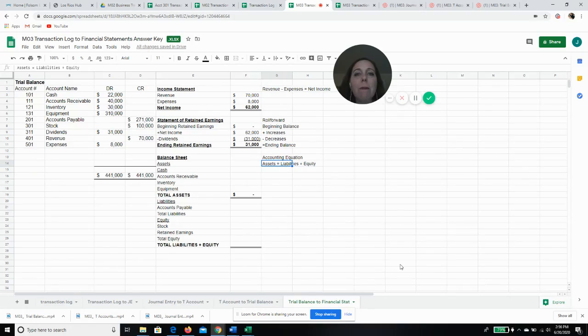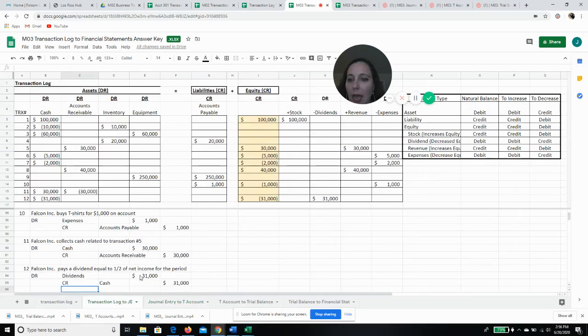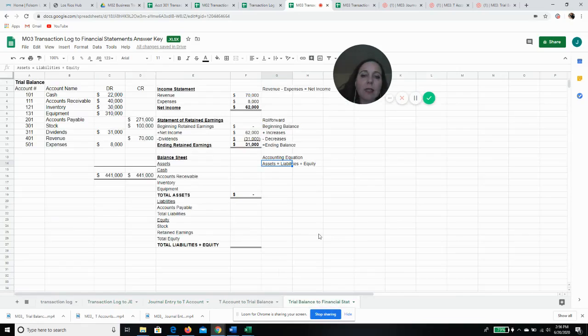This is one of the many ways where we get to check our work in accounting. Remember here, our trial balance, we checked our work there. When we were looking at our journal entries, we could check our work there, make sure our debits equal our credits. And this is the final place where we get to check our work. If our assets equal our liabilities plus equity, that's a really good sign that we've done something right. If they don't, we need to go back and find out what happened.